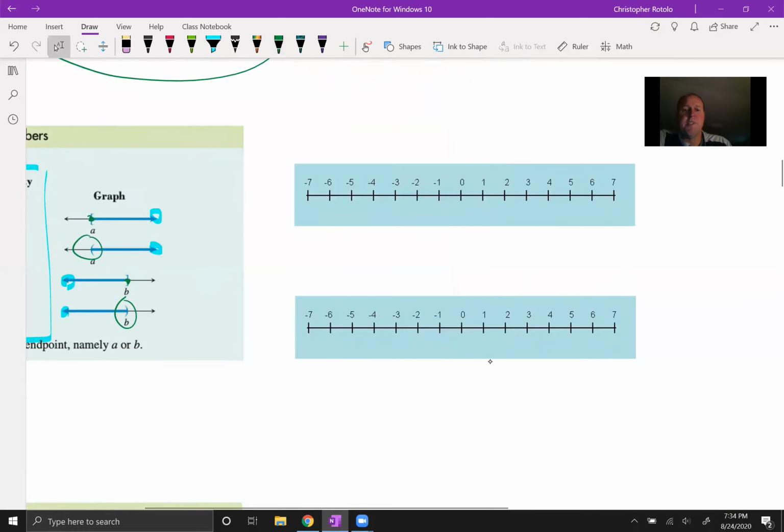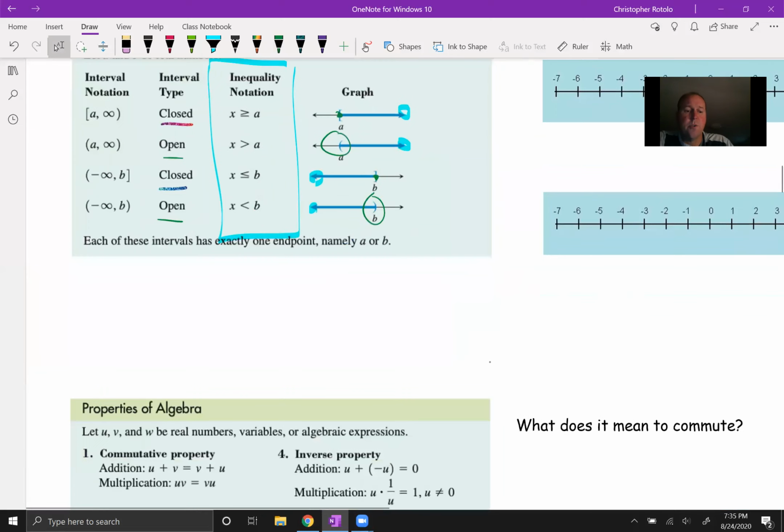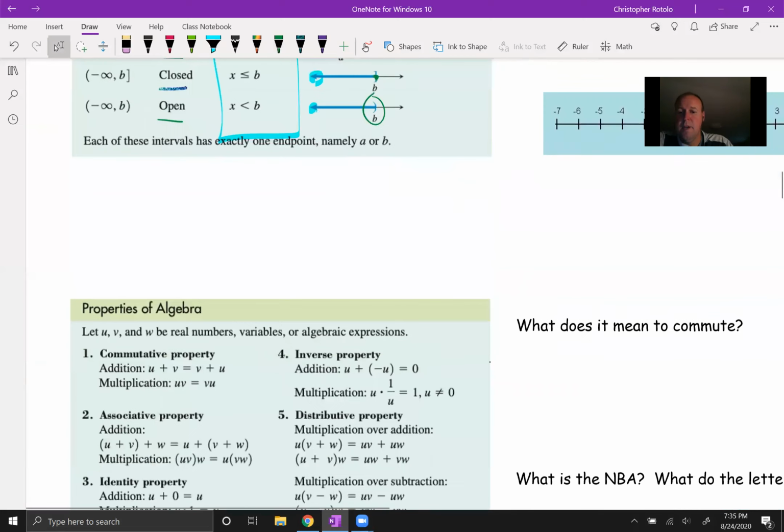Again, you can throw some examples in here. I don't want this video to go too long, so please add something in there where it's one greater than, one less than, so you can practice those open and closed.